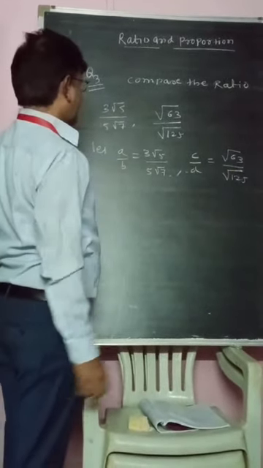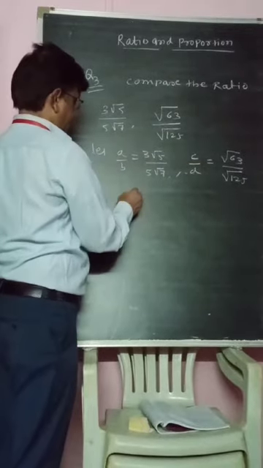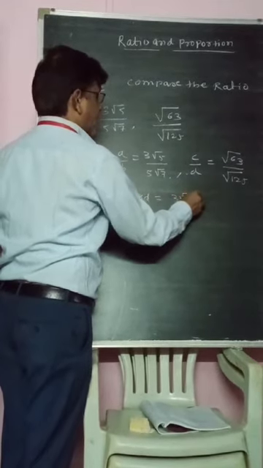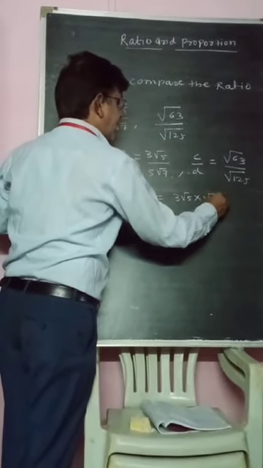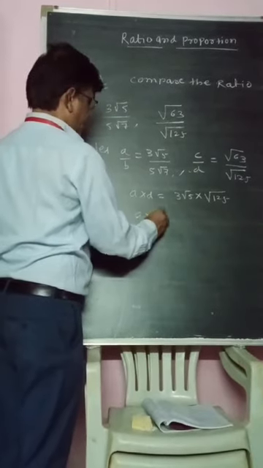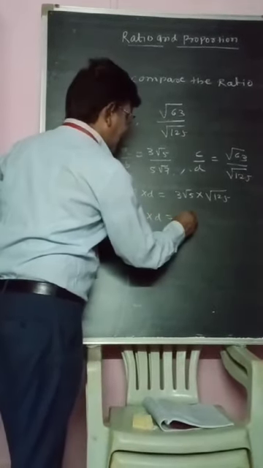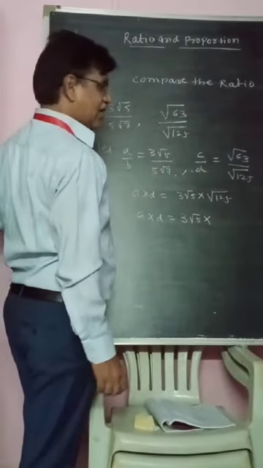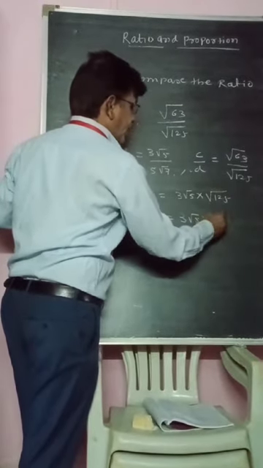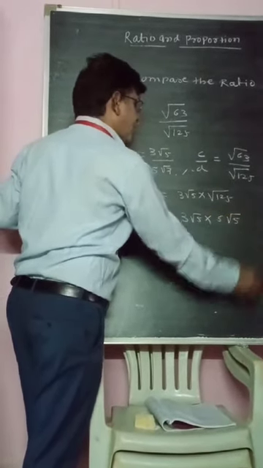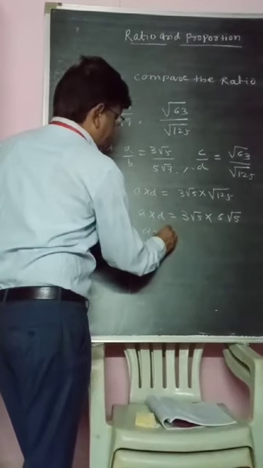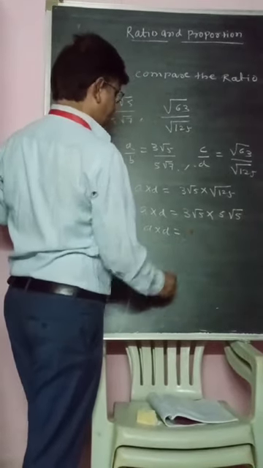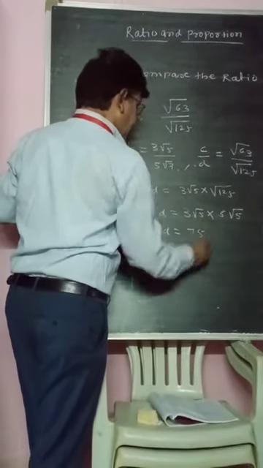Right? So first you have to find out a into d. A is 3 root 5 into d is root 125. So a into d is 3 root 5 into root 125. Here 125 means 25 5s are 125, so the square root of 25 is 5 and root 5. So a into d is 3 5s are 15 and root 5 into root 5 is 5. 15 5s are 75. This is a into d.